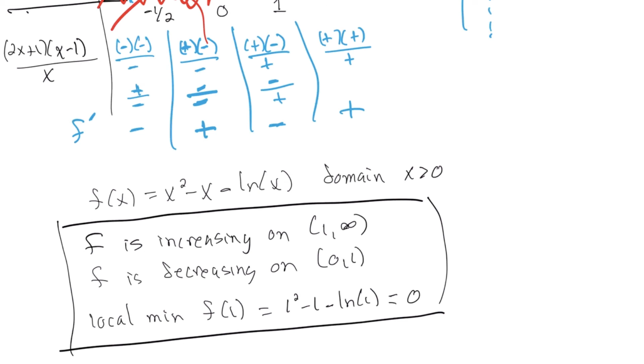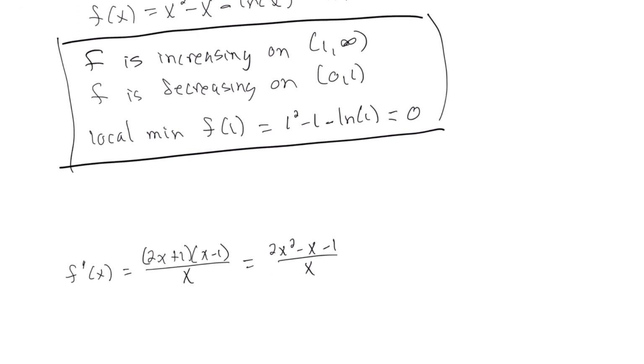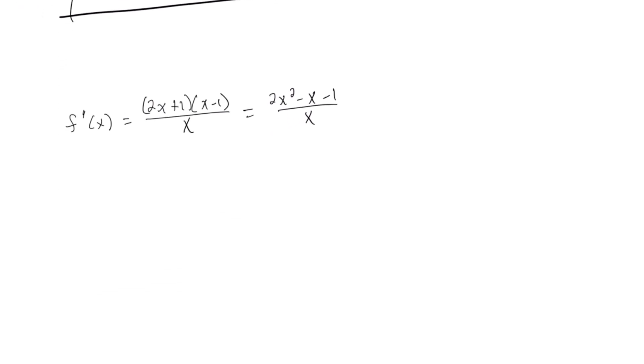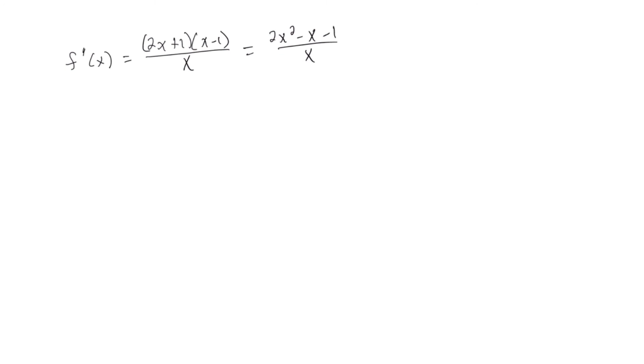So now we need to look at the second derivative. Now remember, when we had taken the first derivative, we had really 2x squared minus x minus 1 over x. And to simplify our work, finding where f prime was positive or negative, we factored. I want to come back to the unfactored version personally.